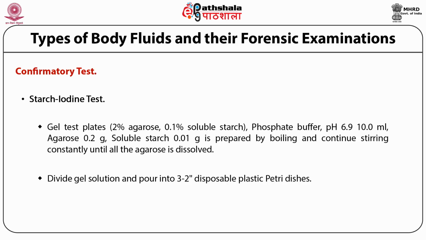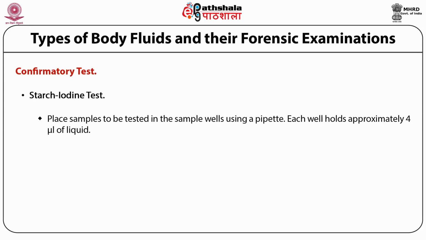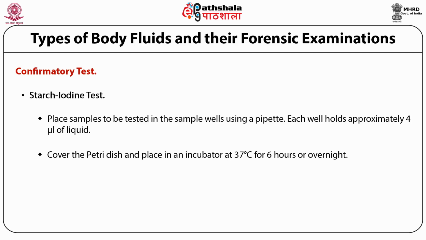Extract a small piece of stained material with 50 microliter distilled water. Punch holes in the gel plate with a vacuum pipette, leaving 1.5 centimeter below the sample wells. Place samples to be tested in the sample wells using a pipette. Each well holds nearly 4 microliter of liquid. Cover the petri dish and place in an incubator at 37 degrees for 6 hours or overnight.